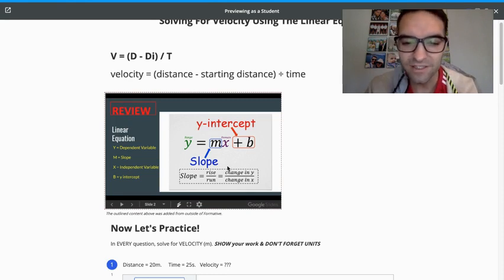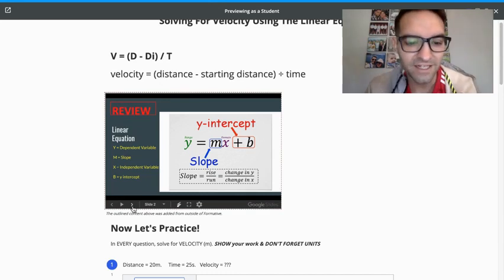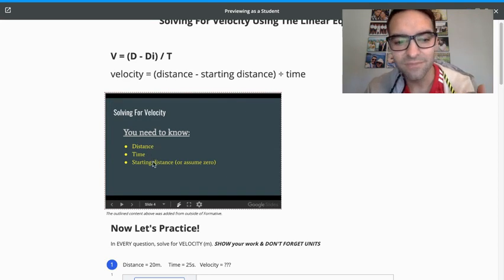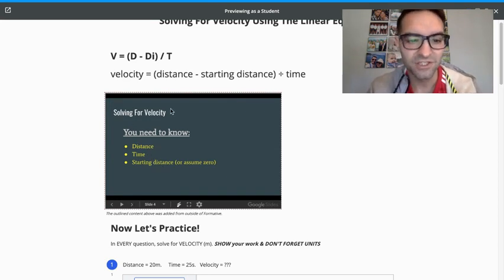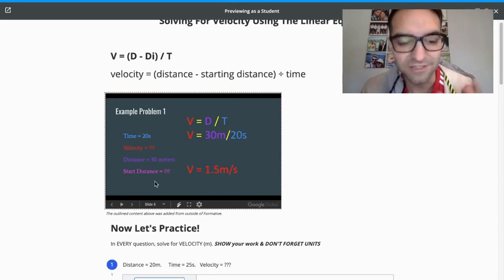So again, that's where this is coming from, but we don't want to use this, right? I already previewed the equation up here. This is overcomplicating it, but I always want to let you know this is where it's coming from. This is the math in it. And then now you're going to know the distance, the time, and possibly the starting distance to solve for velocity. And here's a practice problem.